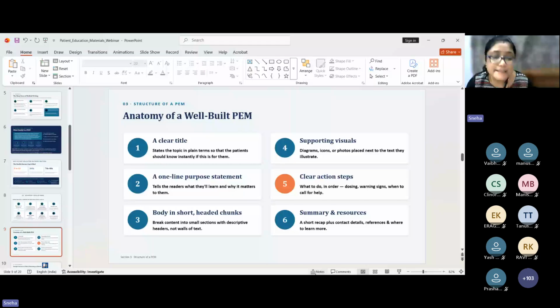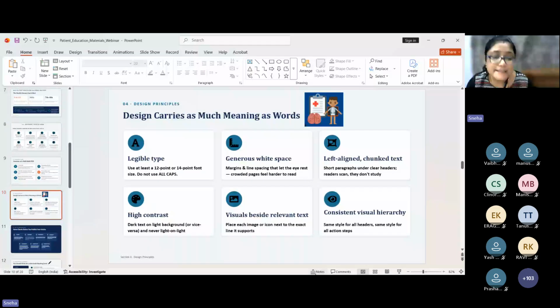Now, design principles. Design carries as much meaning as words. Now, what do I mean by design? You will not literally start drawing on a patient education material, but design means how are you presenting it? The format. How are you formatting your patient education material? What should be the minimum requirement for formatting your patient education material? So design carries as much meaning as your words.